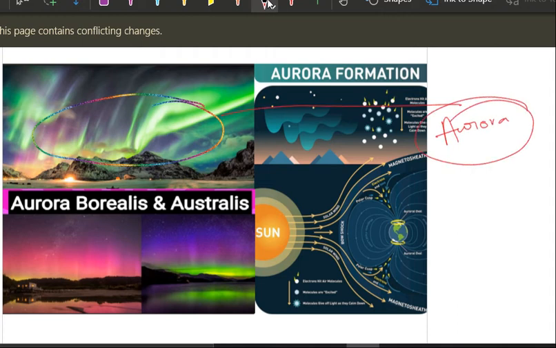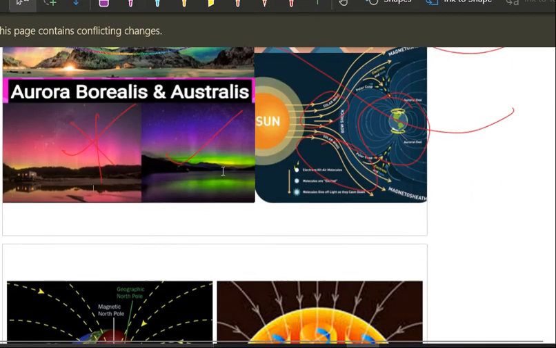Auroras. Okay, how do they form? Actually, they are not explicitly associated with the earth alone, but they form in the reaction between solar winds and Earth's atmosphere. Let us see how they form and why different colors result. We'll know today. Let us go into the video class.